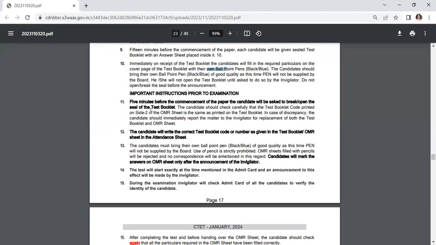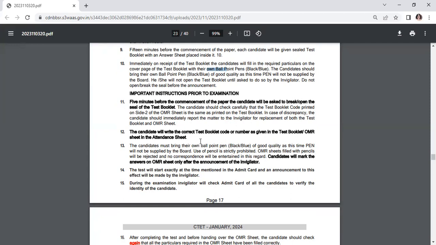Important instructions prior to the examination: 5 minutes before the commencement of the paper, the candidates will be asked to break open the seal of the test booklet. The candidate should check carefully that the test booklet code printed on the side of the OMR sheet is the same as printed on the test booklet. In case of discrepancy, the candidate should immediately report the matter to the invigilator for replacement of both the test booklet and the OMR sheet.